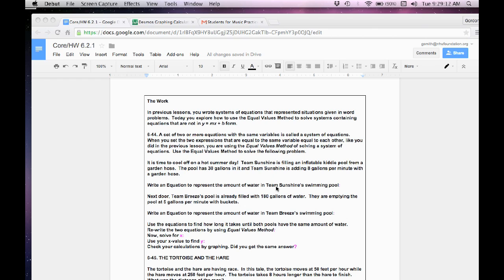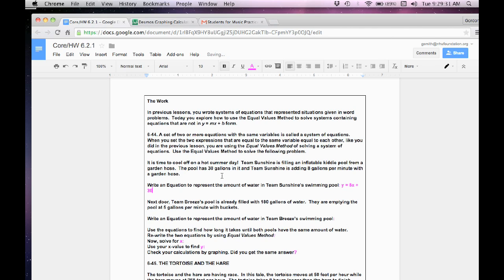So we're going to write an equation to represent the amount of water in Team Sunshine's swimming pool. It's going to be y is equal to the slope, which is 8, because it's going up 8 per minute. So it's 8x plus the amount that it started with, which was 30. And I'll just put that there so it's easy to see. So y equals 8x plus 30, 8 being the amount it goes up by, and 30 being the amount it starts with.